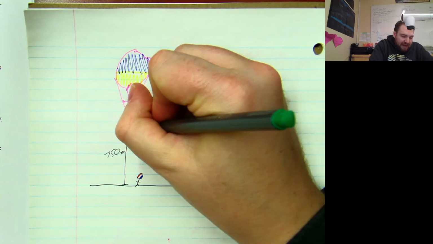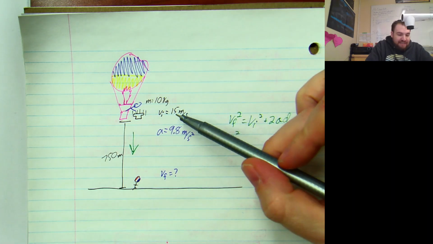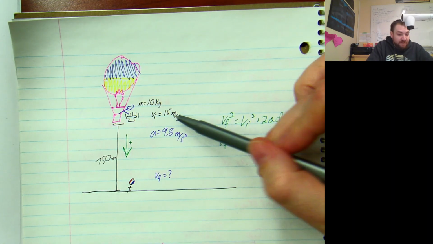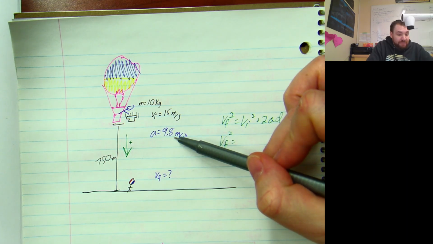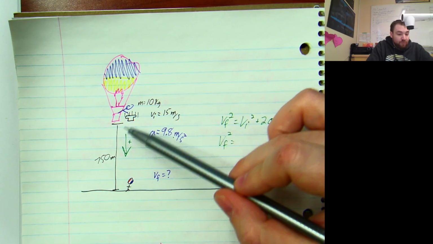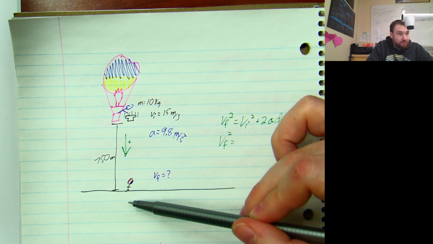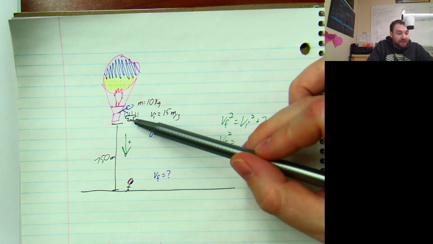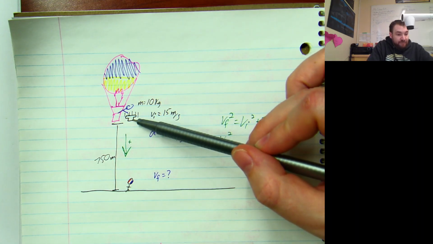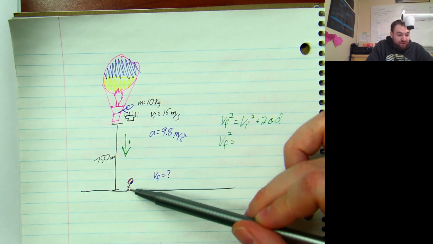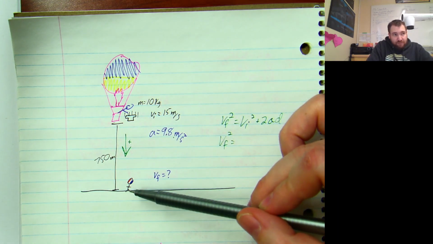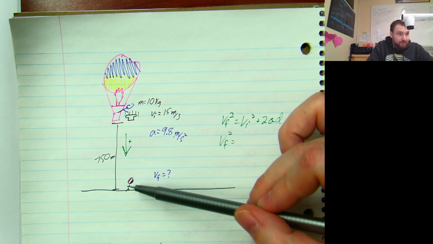Sure. If we call down positive, then my downwards velocity is going to be positive. The acceleration is going to be, and the displacement is going to be, well, it's being displaced downwards. This object, this 750 meters, is telling us that this thing, from its initial position to its final position, is being displaced 750 meters downwards. So that's also going to be positive.